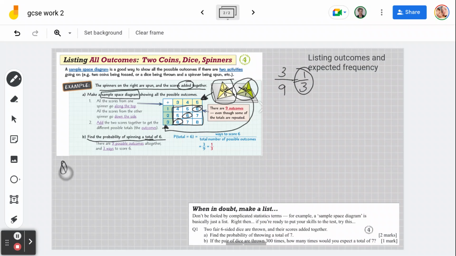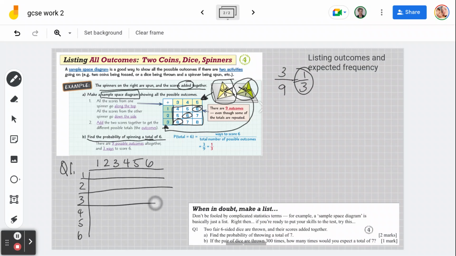Let's try a question here. Question 1. Two fair six-sided dice are thrown and their scores are added together. So you have 1, 2, 3, 4, 5, 6, and 1, 2, 3, 4, 5, 6. I'm going to make a chart here, but rather than waste your time, I'm going to pause and fill in my chart. I suggest you do the same.